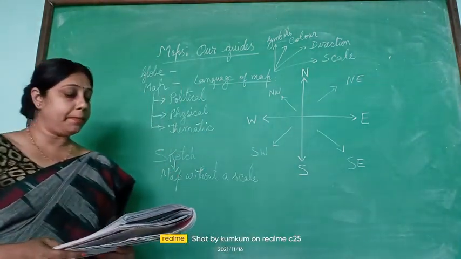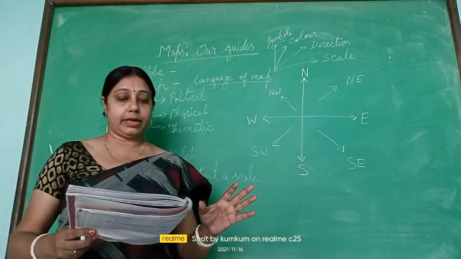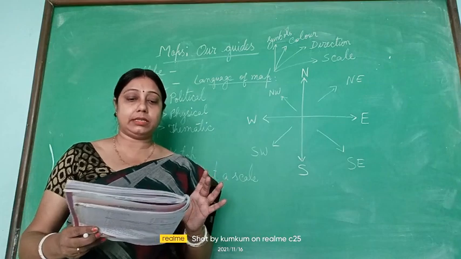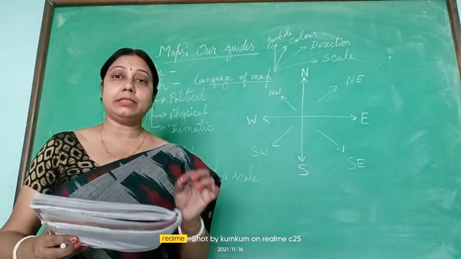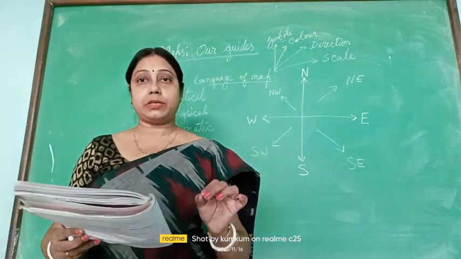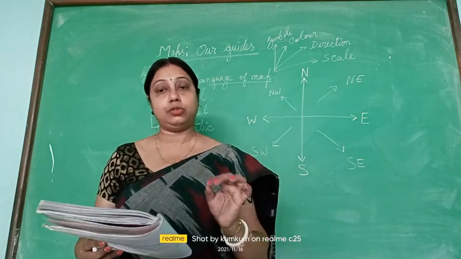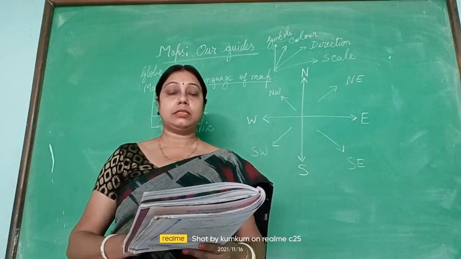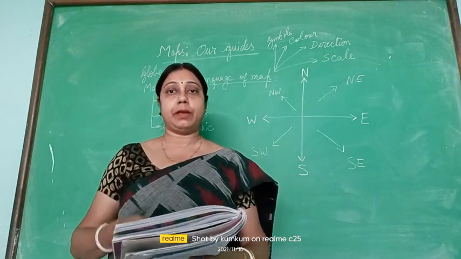Now, a map is a drawing on a flat surface, as I told, where a part of the earth is described according to the scale. Scale means measurement. A map gives us more specific information and detailed elaboration about any topic. Now there are many types of maps. Some are political maps, physical maps, thematic maps.